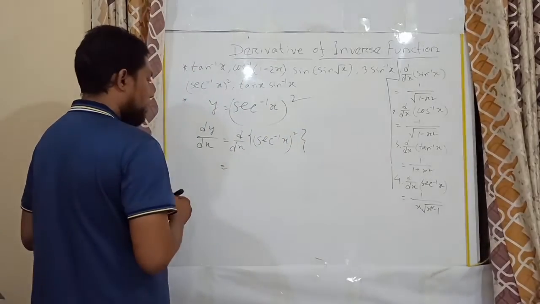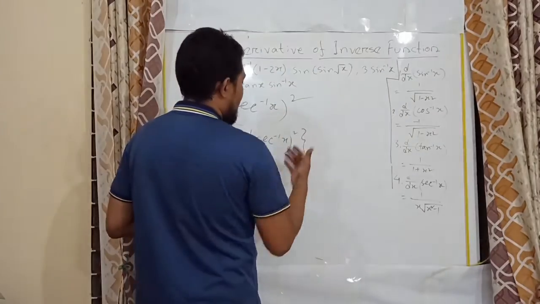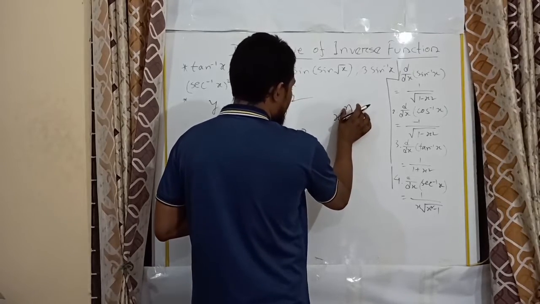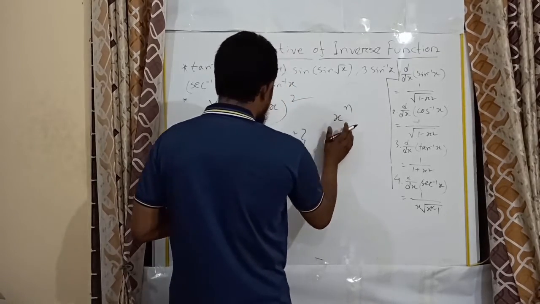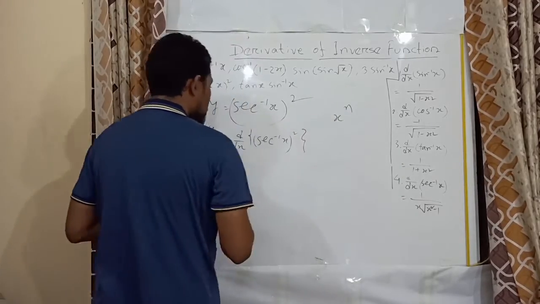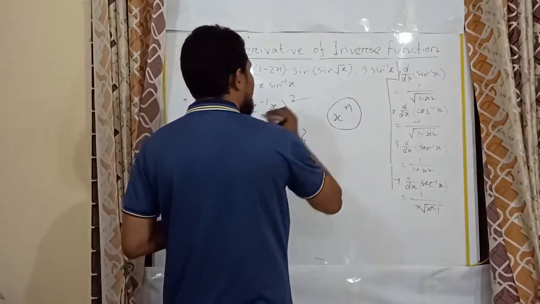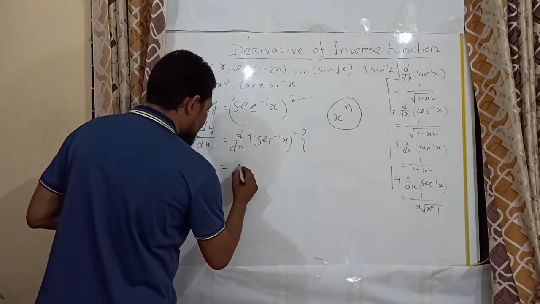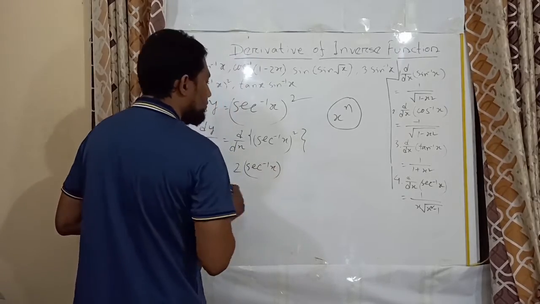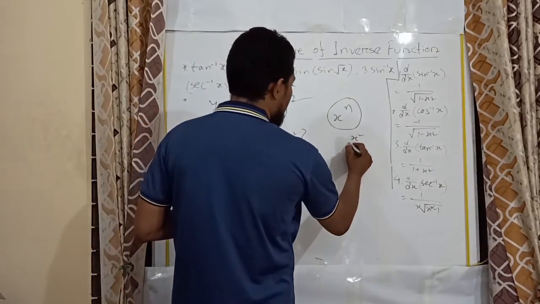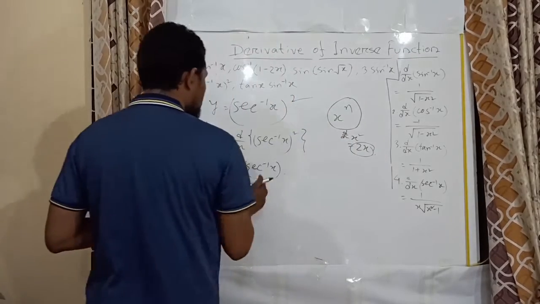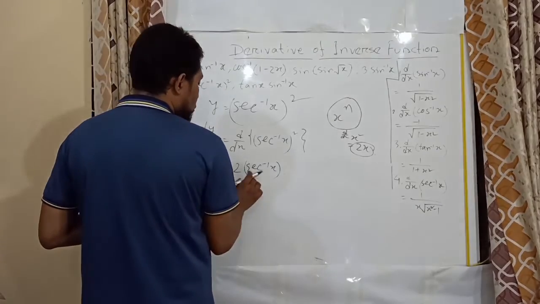Now something to the square. We have already encountered x to the power n. Here n is a number, any number, and x is the variable. So here it is variable to the power n, so we have to use the formula for x to the power n. So it will be 2 sec inverse x, times d/dx of x square equal to 2x. So we have written 2 sec inverse x.